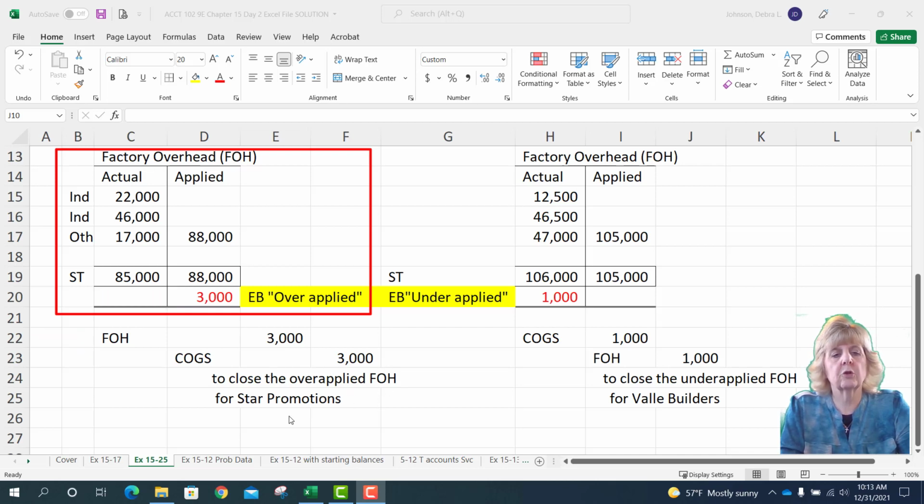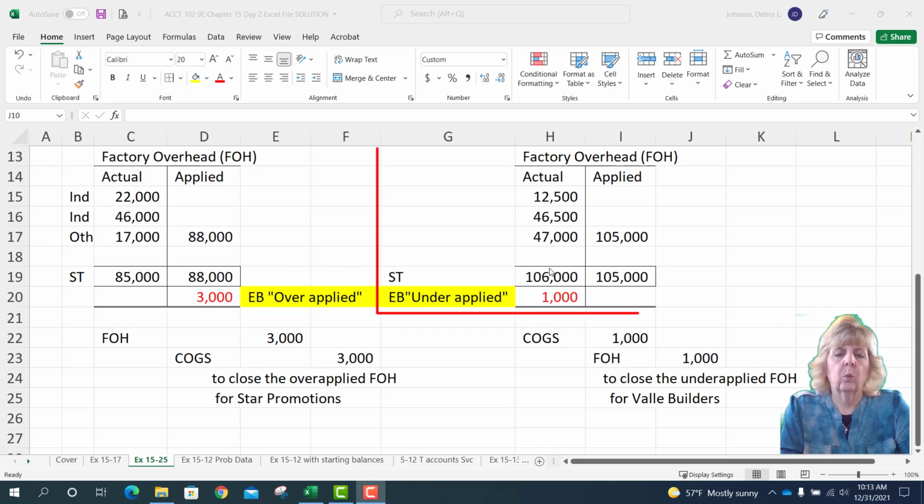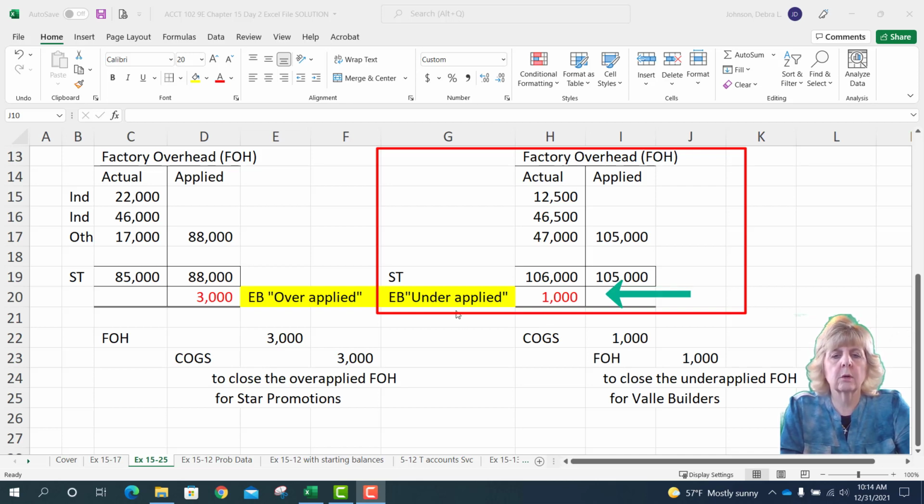The effect of that journal entry will be to pull down cost of goods sold by $3,000 because there was a small change in the estimate. And on the second company, Valle Builders, when we added up the actual costs and compared it to the applied costs, we had a debit balance of $1,000. This is termed or called underapplied overhead. That means we didn't apply quite enough based on our actual costs.